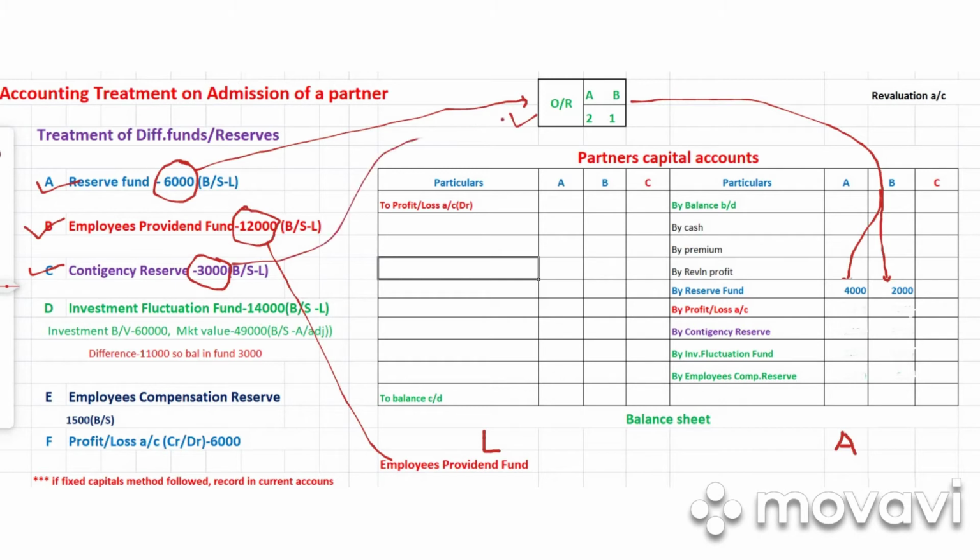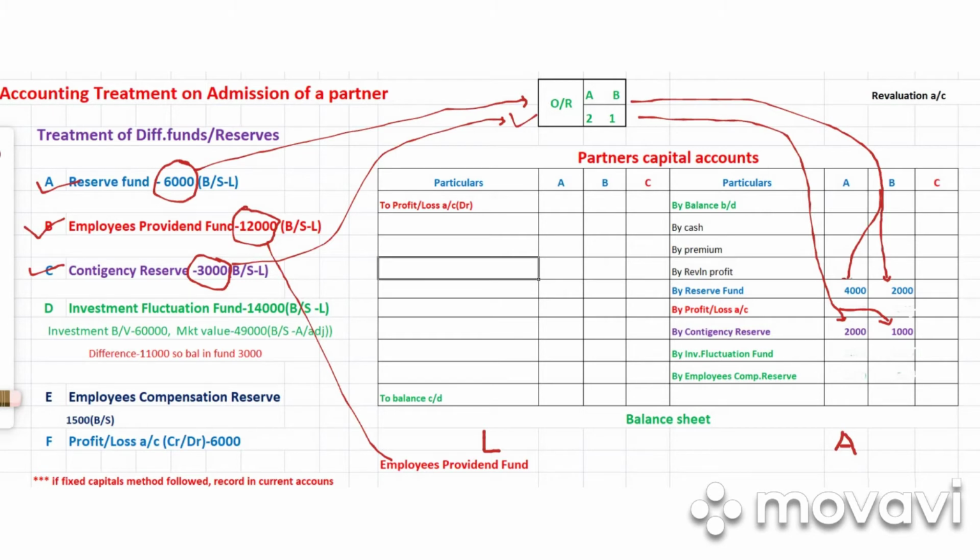So this also has to be distributed between the old partners in the old ratio, and this also will be coming here. You can see this contingency reserve here. A will get 2000, B will get 1000, right? So this also will increase the capital balance. That is the treatment of contingency reserve. So both these reserve fund and the contingency, you can see both are reserve. So it is old partners' money. So you simply give to them in old ratio, right?